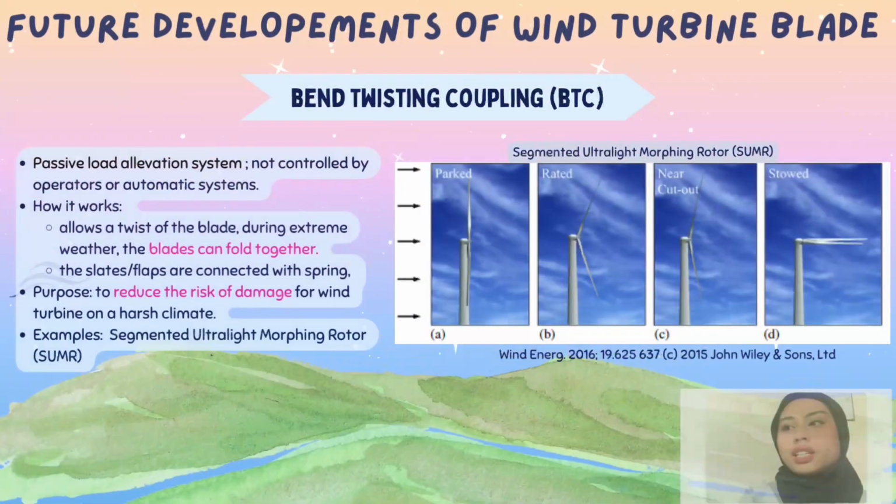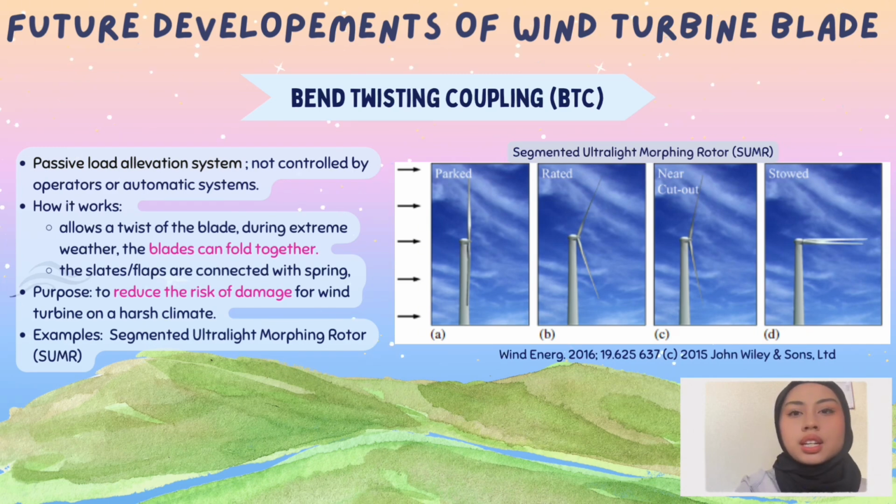And the second one is band twisting coupling, which is BTC. It is a passive load alleviation system. It's not controlled by operators or any automatic system. It's passive. And the way it works is it allows a twist of the blade during extreme weather, and whenever there's a strong wind or current, the blades can fold together.